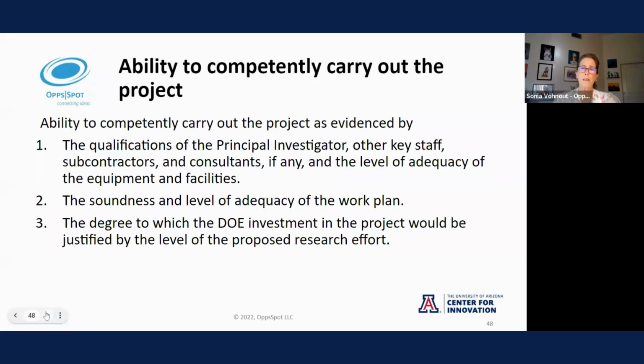So the ability to competitively carry out the project has to do with the qualifications of your team, the resources with your equipment and facilities, and the soundness of your work plan. Does it make sense? Can you do it? And how have you justified that the money the DOE is going to invest in you is going to be able to accomplish that research effort? Basically, it goes back to your tasks and approach in your work plan. Next slide.